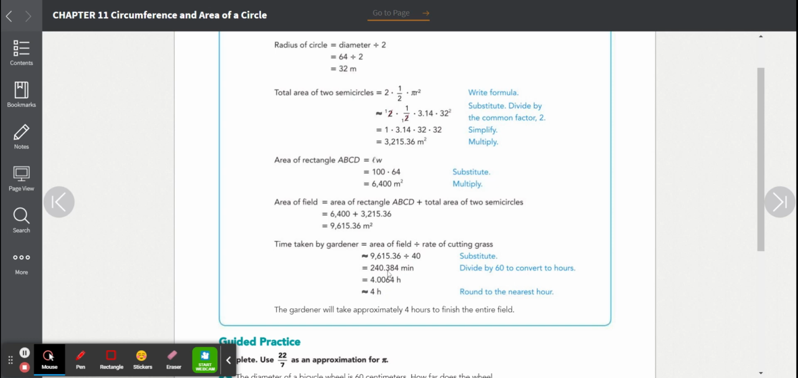So we had 240.384 minutes, convert that to hours, and round to the nearest hour. So it took approximately 4 hours to finish the entire field.